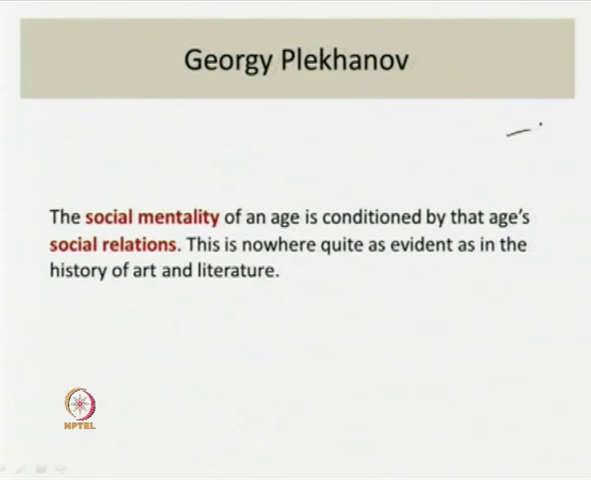This is nowhere quite as evident as in the history of art and literature. We talked about social relations of production a while ago when we referred to two very important terms in Marxism: the forces of production and the social relations of production. Now, this is how we move into literary criticism from Marxism, and one of the better ways is to put it through Plekhanov, for instance.